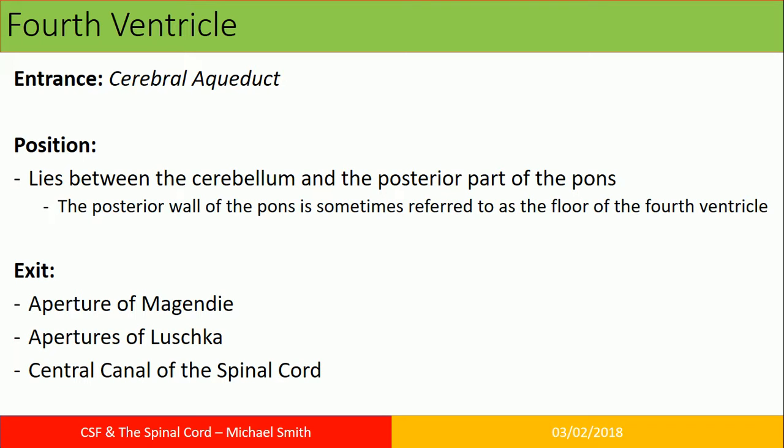And then we drain from our fourth ventricle either into the subarachnoid space, and this is via our aperture of Magendie or our apertures of Luschka. So you can remember that the aperture of Magendie is in the midline and it's medial because it begins with an M, and then our apertures of Luschka, which we have two of, sit laterally. So we have a left and right aperture of Luschka, which drain into our subarachnoid space. We also can continue straight down from our fourth ventricle into the central canal of the spinal cord, which also contains CSF.